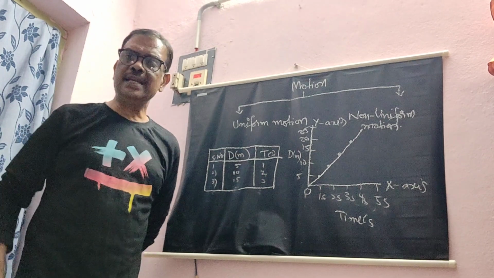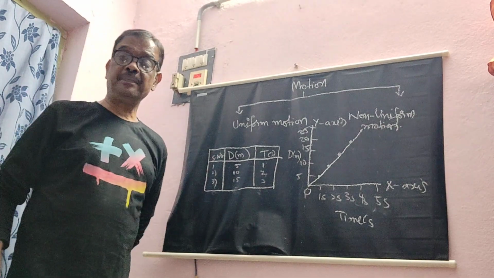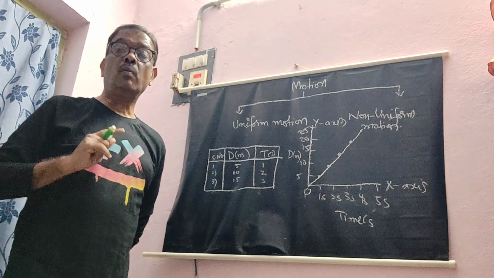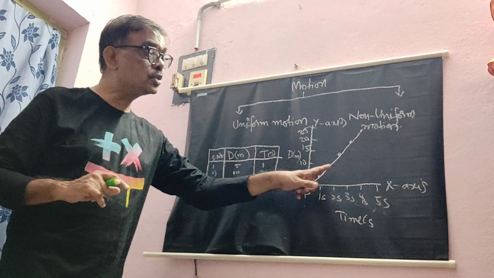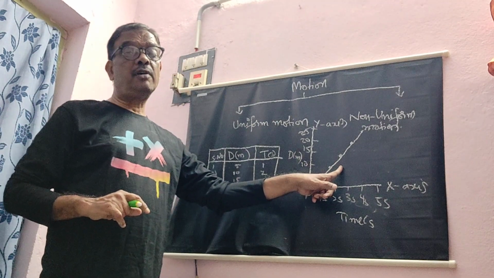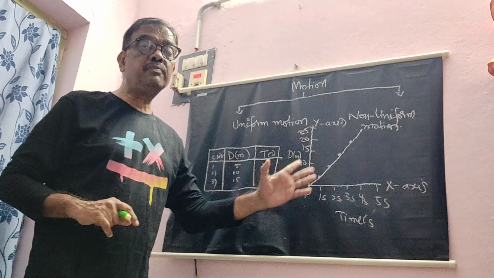What does it mean? It is covering equal distance in equal interval of time. Then when we plot a graph between distance and time, what type of graph do we get? This is called the slope of the graph. What does it represent? The slope of the graph represents what type of motion it is.